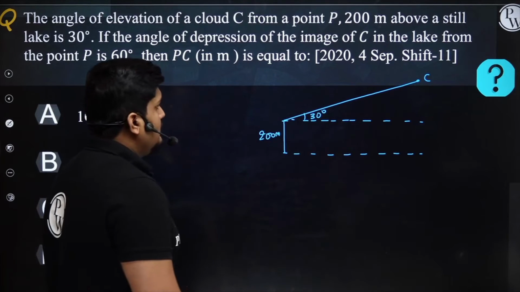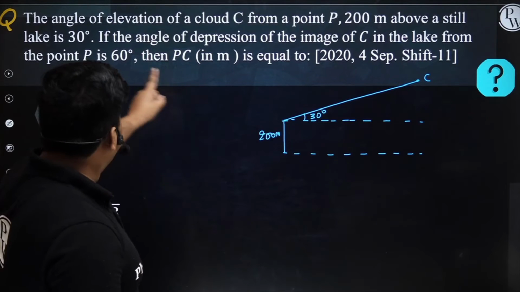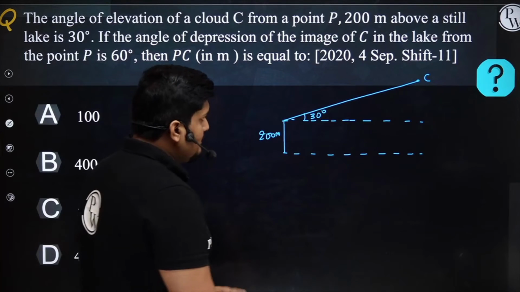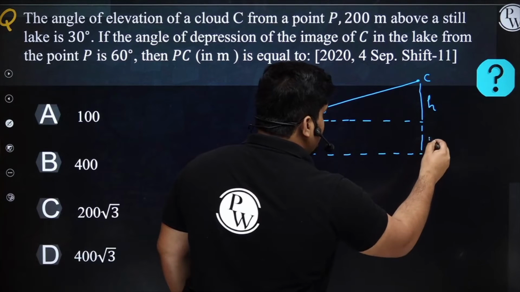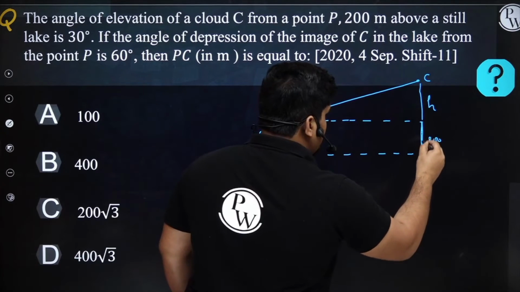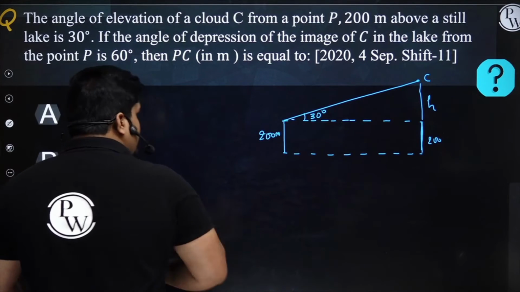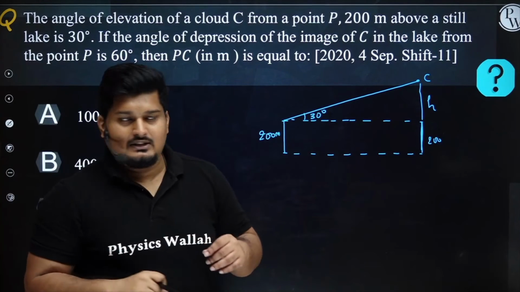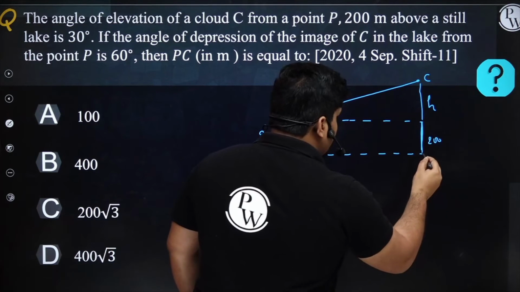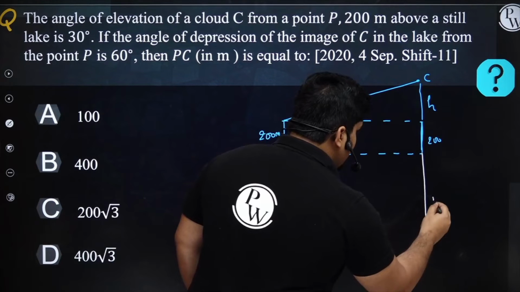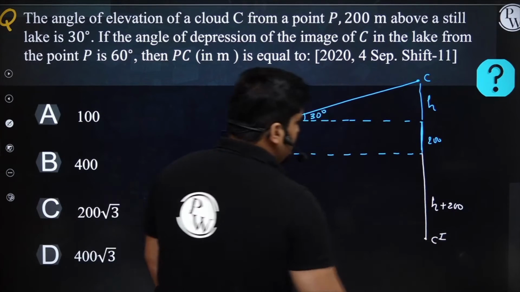30 degree. Fine. If the angle of depression of the image of C in the lake from the point P is 60 degree. Now the angle of depression. So let's say this height is H. So this will be 200. Okay. Now this is lake. We want image. Guys, we want image of that cloud. So what is its total height? H plus 200. So like somewhere here we'll have height H plus 200, and this is the image of cloud.